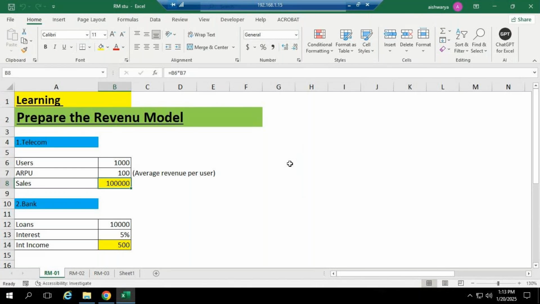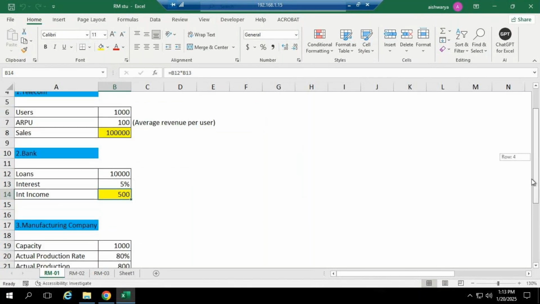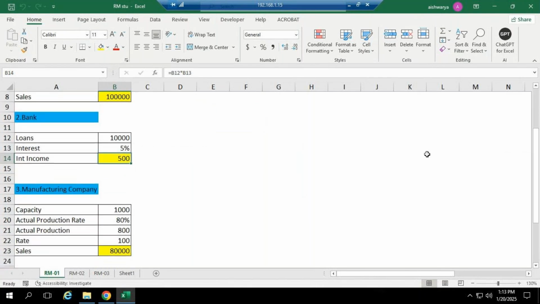Then it is about the bank loans. In this bank we have loans of 10,000, and the interest per loan is 5%. So the net income will be 500, that means 10,000 into 5% gives you 500. You just try this one out.